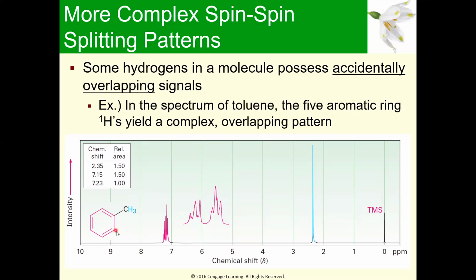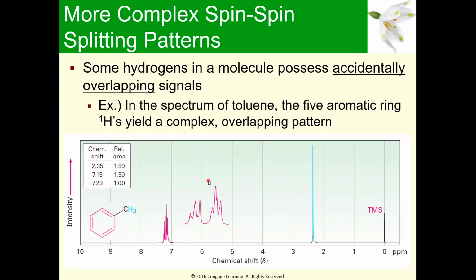So, for example, this hydrogen right here is split by the hydrogen in the meta position. It's split by the hydrogen in the para and also in the ortho position. So there are different splitting patterns based on the relative position on the benzene ring. That gets very complicated, and it's beyond the scope of this course. We don't really need to learn that today.